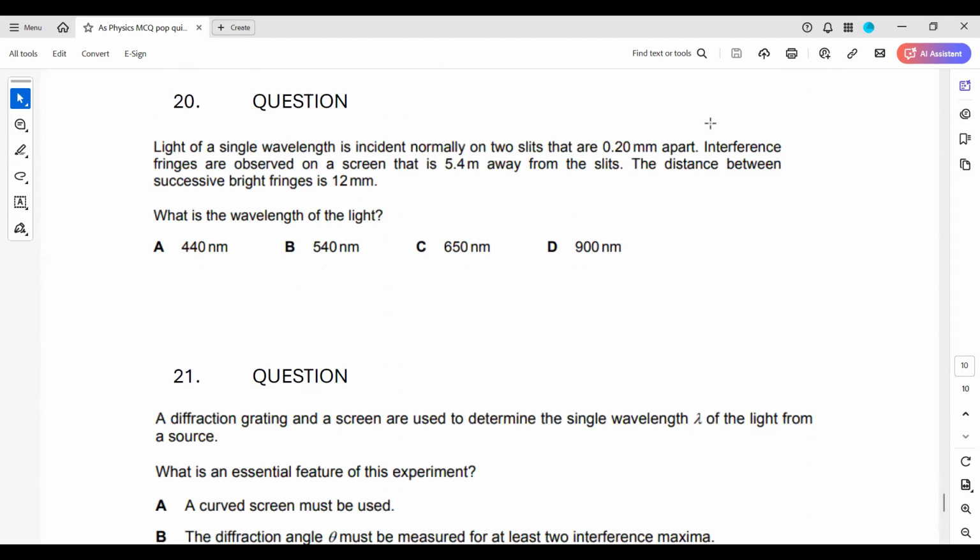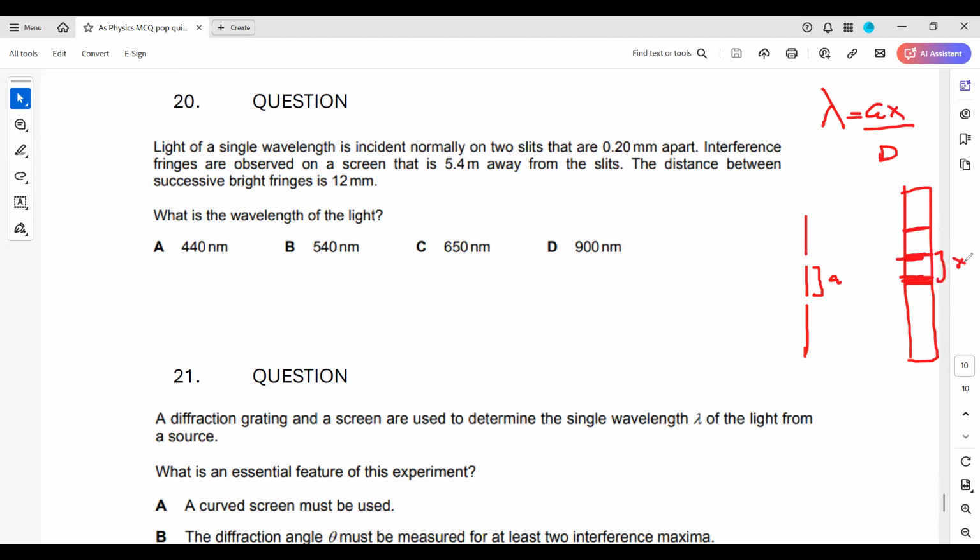Question 20. Whenever it's a double slit experiment, what is our formula? Lambda is equal to aX over D. What is a? a is the spacing between the two slits. What is X? X is the distance between two successive fringes, two successive maxima or minima. And what is D? D is the distance between the slits and the screen. And lambda is the wavelength. So lambda is aX over D.